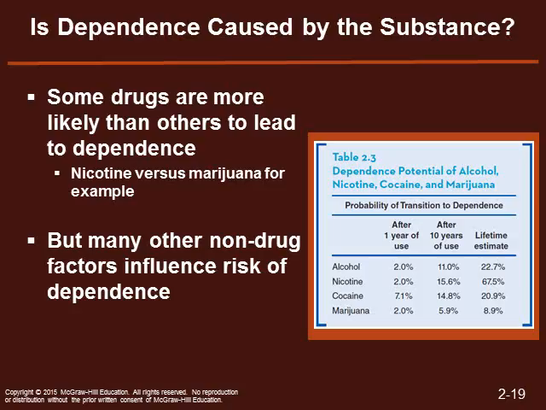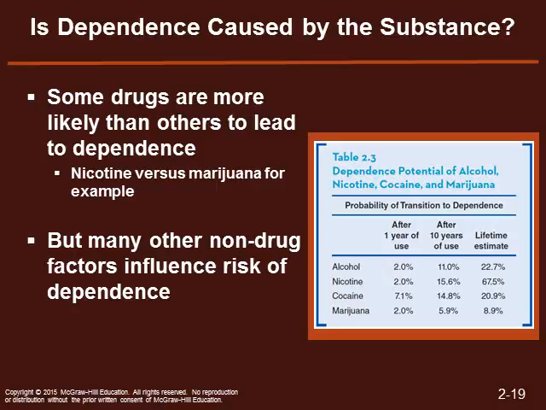So, interesting question here about whether dependence is caused by the substance itself. And an interesting fact to note is that some drugs are indeed more likely to lead to dependence. And when we talk about inhaled substances, nicotine versus marijuana are an interesting example of this. So if we look at the chart here on the right, and we look at the number of people who are likely to continue to become dependent after a year of nicotine use, and after a year of marijuana use, we see that they remain about the same.